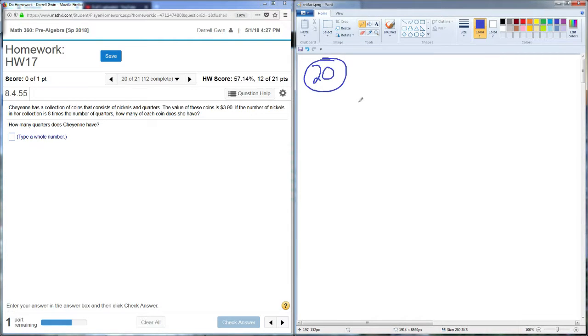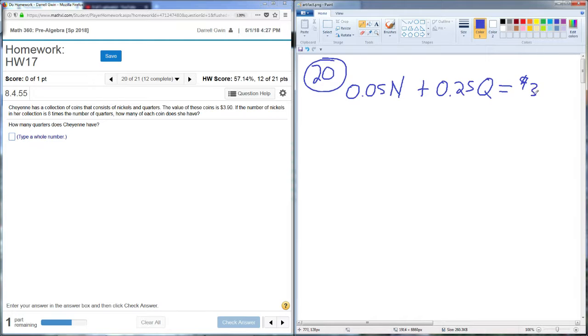in blue. Chad has a collection of coins that consists of nickels and quarters. The value of these coins is $3.90. How do you figure out the value of quarters of money? Well, it is 0.05, which is 5 cents, times the number of nickels, which will equal the value of nickels. 1 times 5 is 5 cents equals 1 nickel. And the value of quarters is 25 cents times the number of quarters. And if you add those together, you get the total value of the coins.